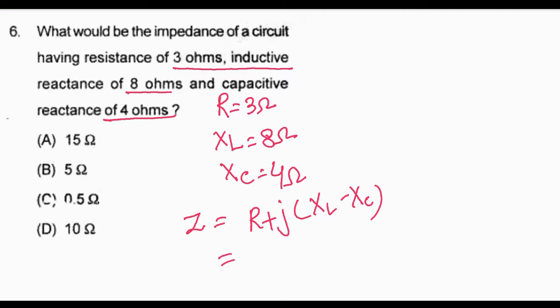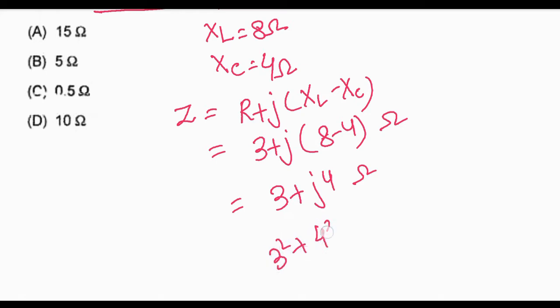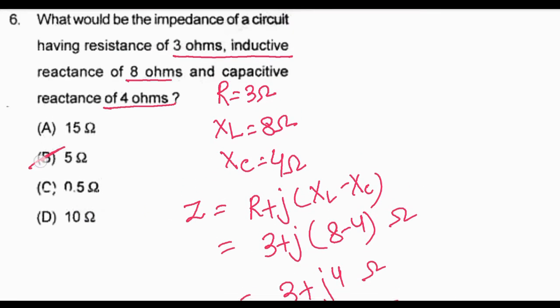So this will be 3 plus j (8 minus 4), unit is ohm. So here this will be 3 plus j4 ohm. So what will be the magnitude of this one? Magnitude will be square root of 3 square plus 4 square, and this will be equal to 5. So here answer is 5. Impedance is 5.